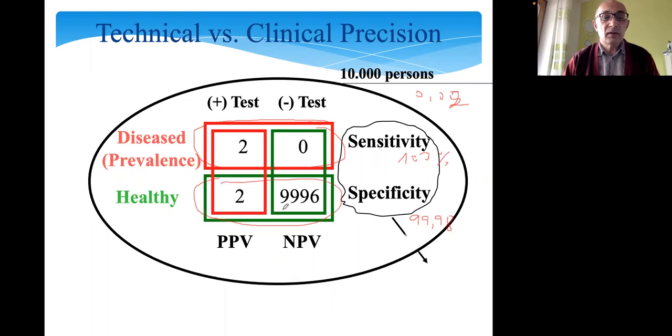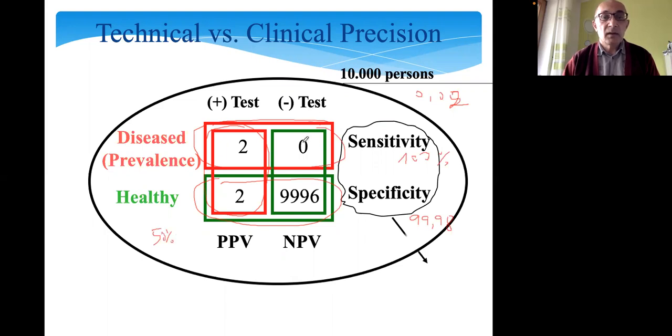So the specificity in this case would be 9,996 divided by 9,996 plus 2. On the other hand, the positive predictive value of the test is the probability of a test returning positive in a group of people from which we don't know whether they are healthy or sick. So in our case here, this is 2 plus 2, 4, and 2 divided by 4, that is 50%.